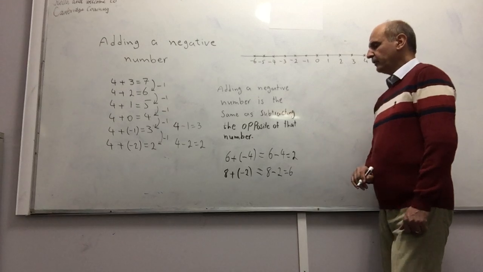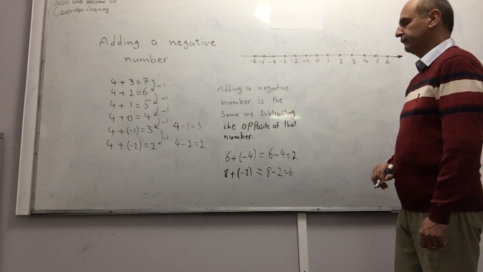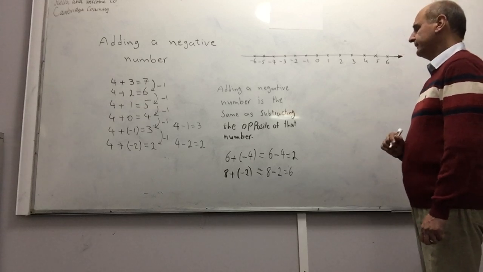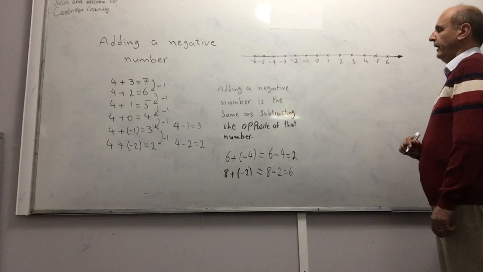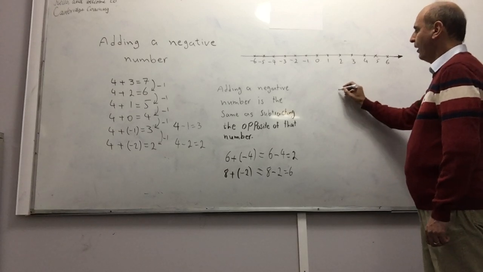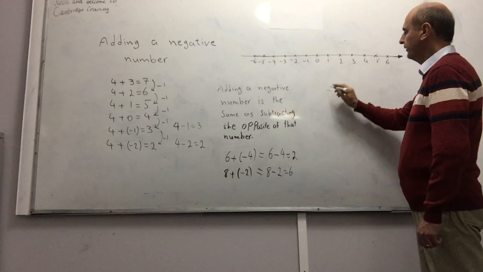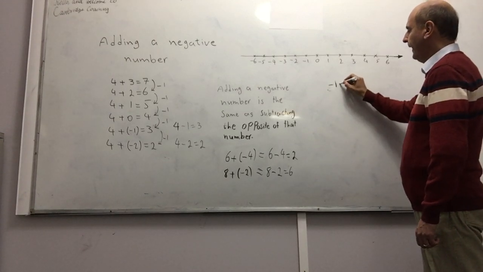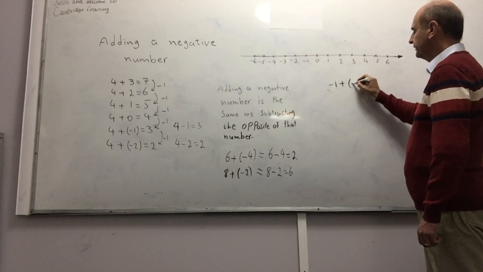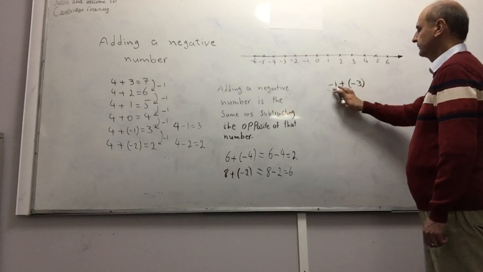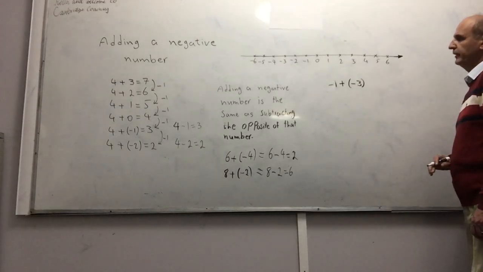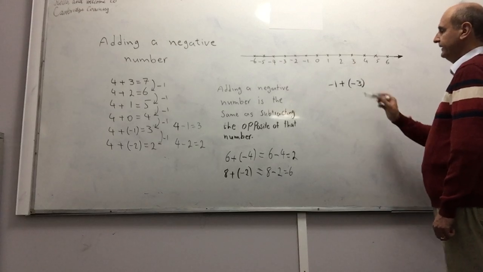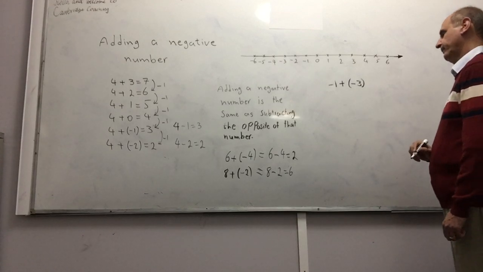Alright, that is as far as adding a negative number goes. Let's look at another example. Say I have minus 1, and I'm adding minus 3 to that. And I want to show the result on the number line. So I have minus 1 and I'm adding minus 3 to that.